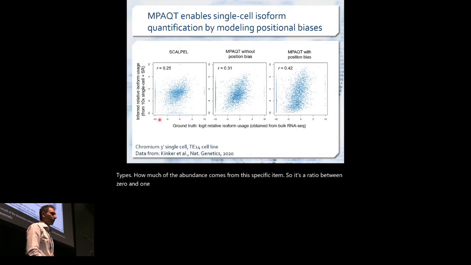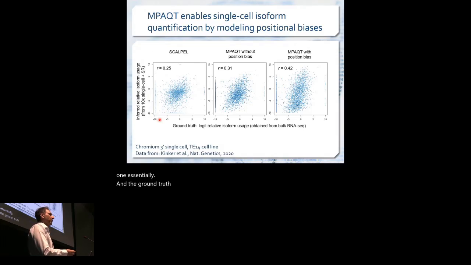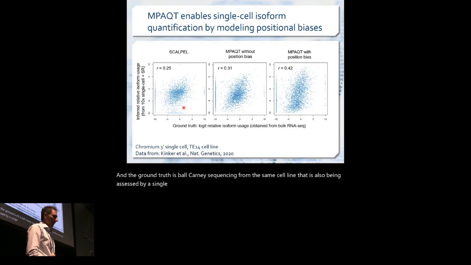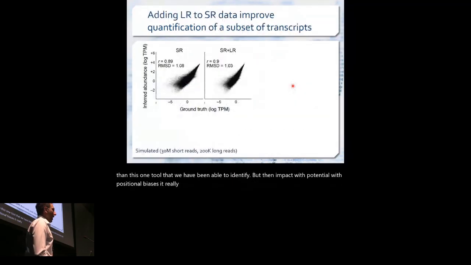And the ground truth is bulk RNA sequencing from the same cell line that is also being assessed by a single cell. We can see that even IMPACT without positional bias works better than this one tool that we have been able to identify, but then IMPACT with positional biases, it really outperforms.